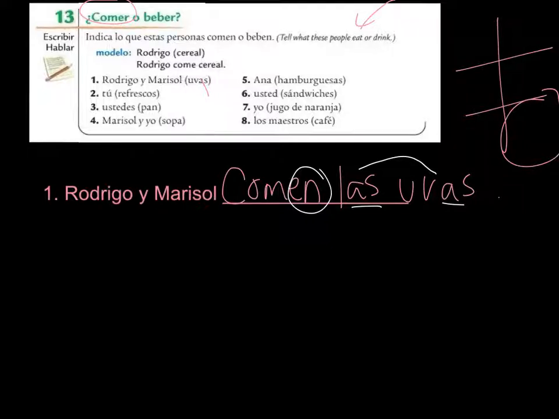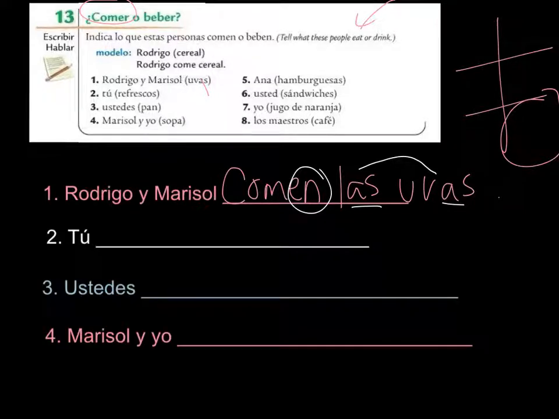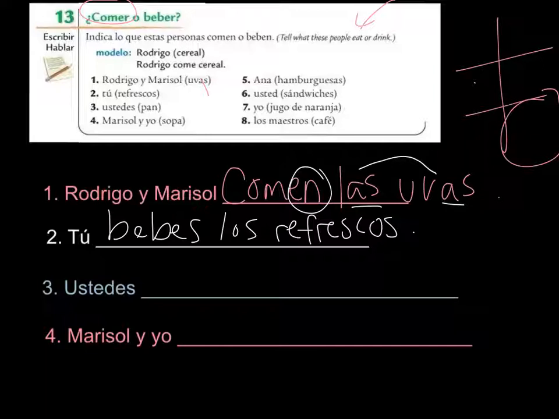So now that you have completed questions 2, 3, 4, 5, 6, 7, and 8, let's look at it. Number 2, we have tú and then refrescos. Refrescos are soft drinks, so it would be beber. So tú would go into the tú spot in the chart, so it would be tú bebes los refrescos. Number 3, it says ustedes and pan. Pan is bread, so you would say ustedes comen, because it's plural, comen pan.